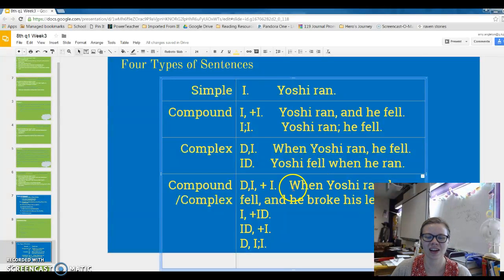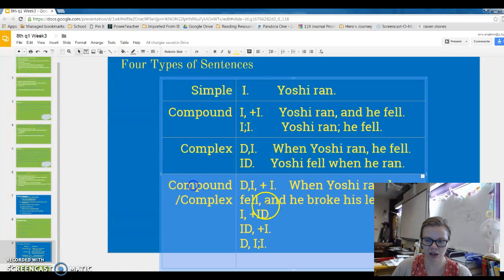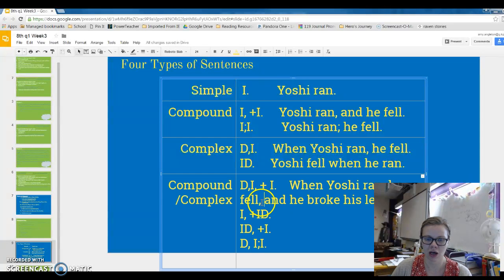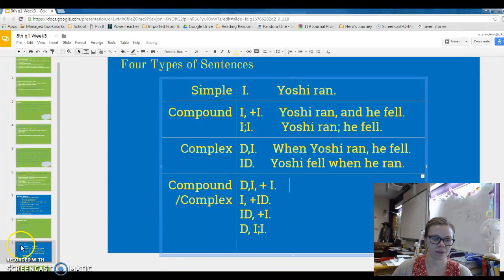So we have compound-complex because we have a dependent clause, an independent clause, which is he fell, and then a comma, conjunction, another independent clause. So we have a D-I, comma, conjunction, I. And you can do that in any of the four ways outlined here. Okay. Moving on.